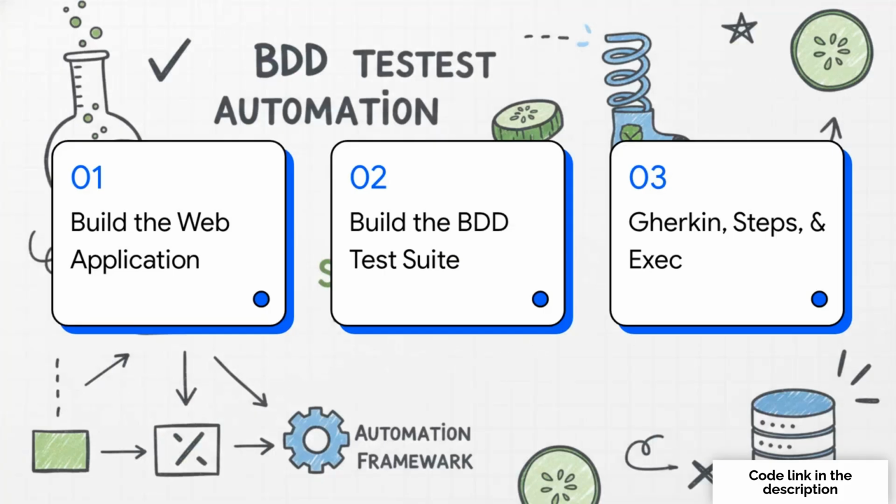Okay, so here's our game plan. First, we'll build our application, a simple Spring Boot web app. Then we'll construct the BDD test suite in a completely separate project, which will act as our automated defense system. And finally, we'll connect them with Gherkin feature files and step definitions to see it all come to life. All right, let's get into it and start by building the fortress.